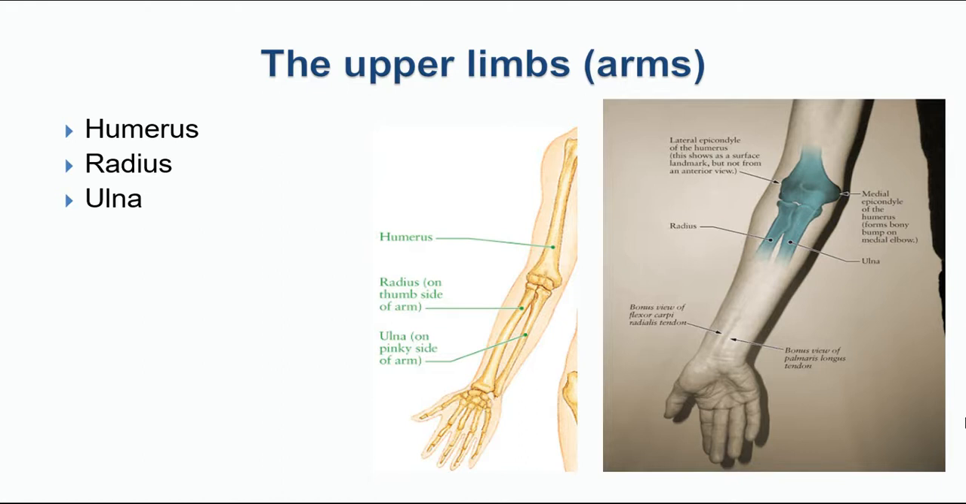So the way to remember which is which of the two smaller bones is the radius is always in line with the thumb. Your radial pulse is the pulse that you find at your wrist, just underneath your thumb. So that radius aligns with the thumb, and therefore the ulna aligns with the pinky finger.